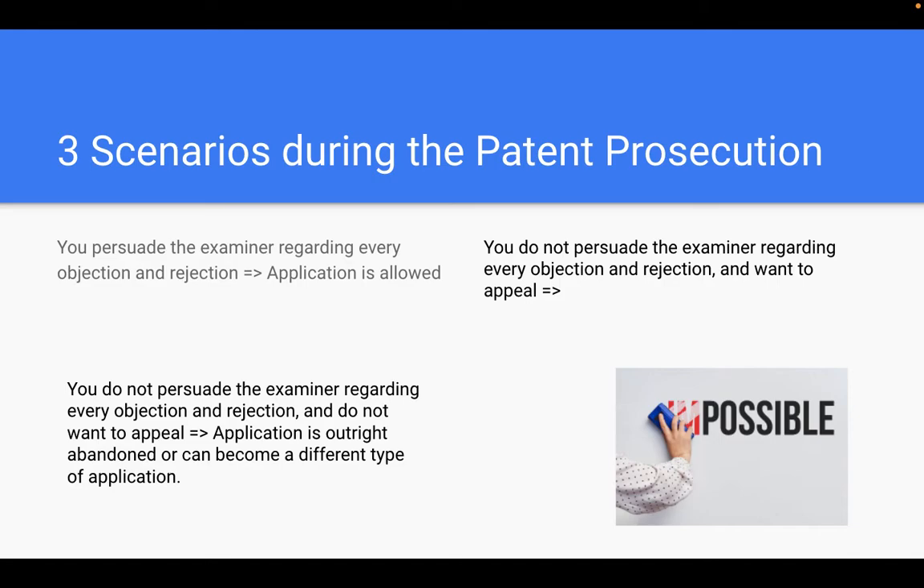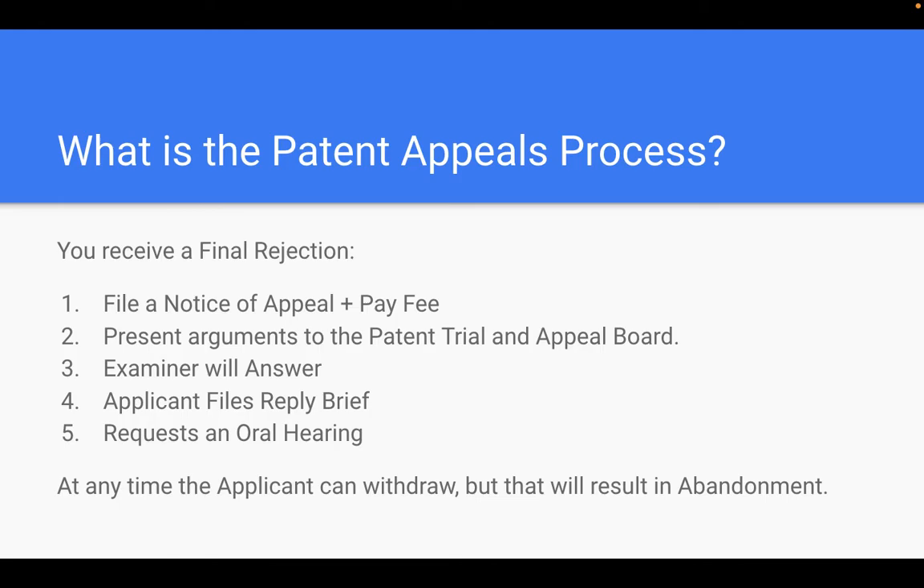Second scenario, you don't persuade him regarding everything and you don't want to appeal, so you could abandon the application, or it could become a different type of application, which we'll see in a few minutes. Or the third scenario, you don't persuade the examiner regarding every objection and rejection and you want to appeal the process. So the patent appeal process looks like the following.